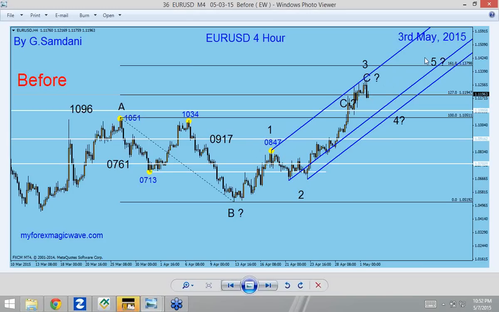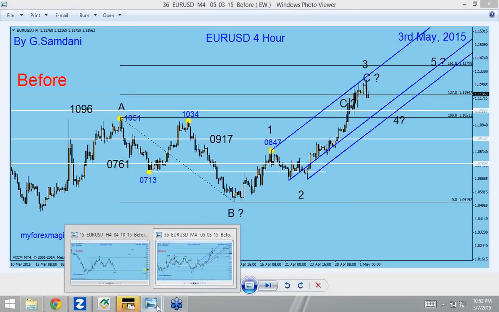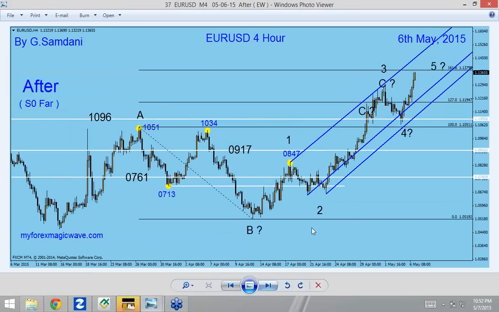So what happened to this pattern? Once we got to this point, then we had to go here and here, right? And this is what happened afterwards. This is 3 days later, 6th May. We did exactly as I was expecting, that we came down here for wave 4 and we went up to wave 5. Now, when we were getting there yesterday, the 6th May, we got close to that.